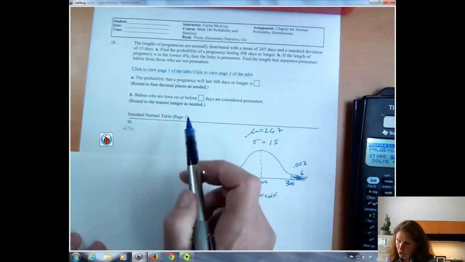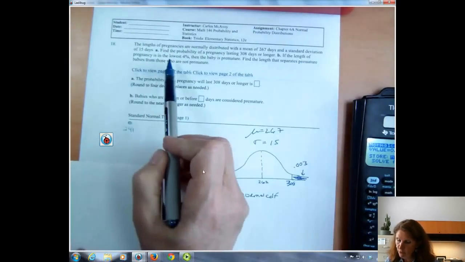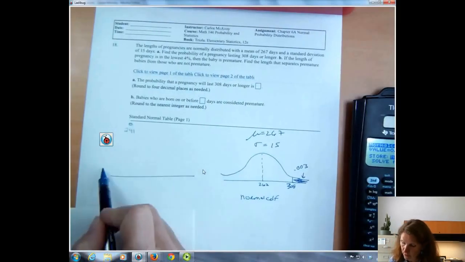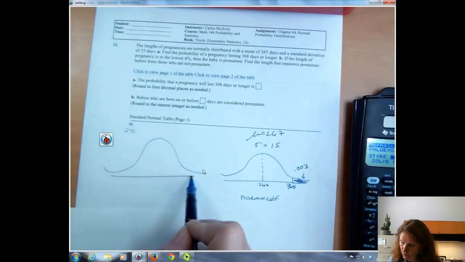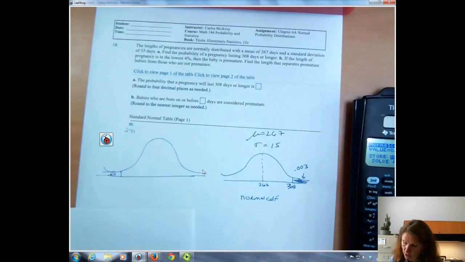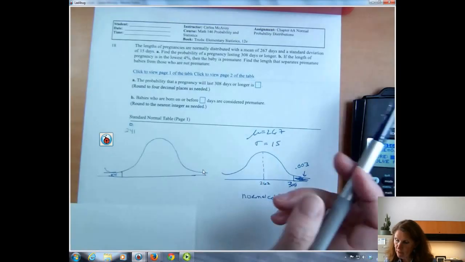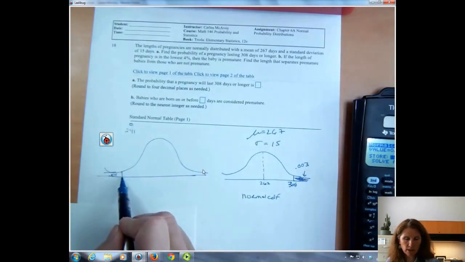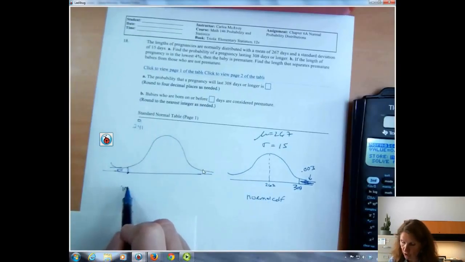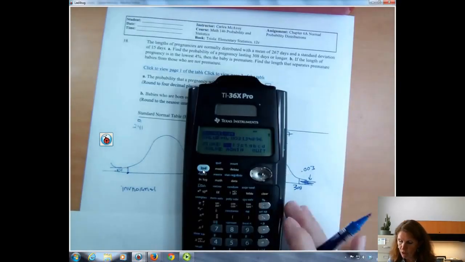Okay, babies who were born on or before what days are considered premature? If the length of pregnancy is in the lowest 4%, so let's look at that, the second part, B, lowest 4%. Down here, our lowest 4% is 0.04. Then the baby is premature. So we want to know how many days it would be for us to consider that baby to be premature. Since we were given the percentage, then we want to use inverse normal.